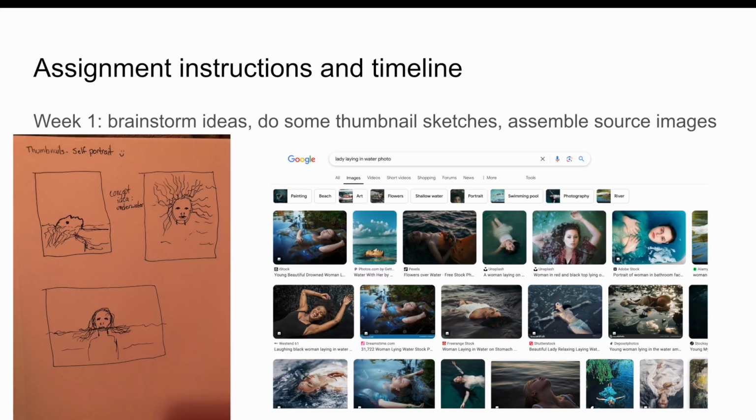All right. So here I have a student who had some ideas of a lady laying in the water, and I just took a screenshot here. I just Googled lady laying in water photo, and you can see there's a lot of different reference photos. It's interesting. How does her skin change color when it goes under the water? Or maybe there are certain reflections on the water, how the water looks when it touches against her face, right?